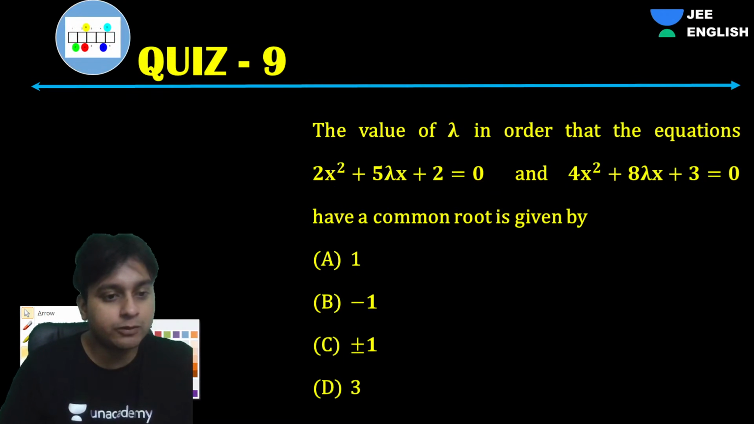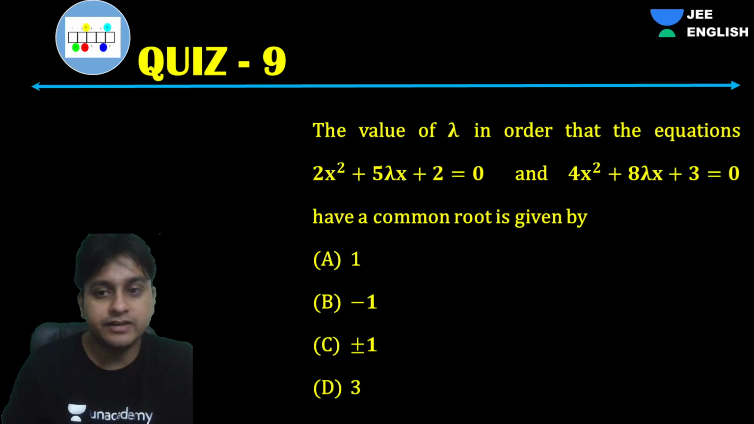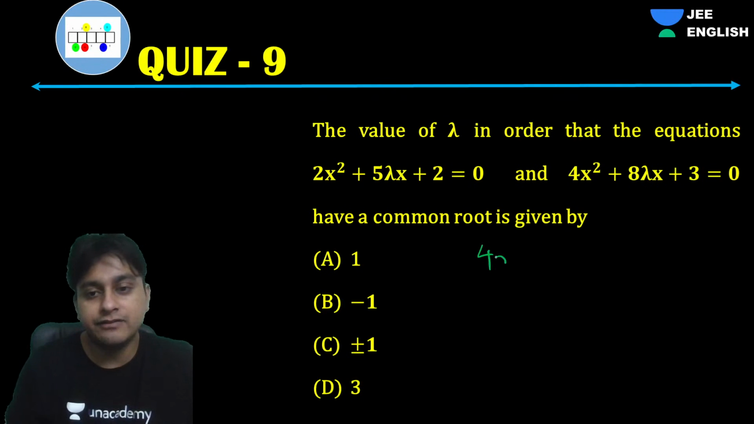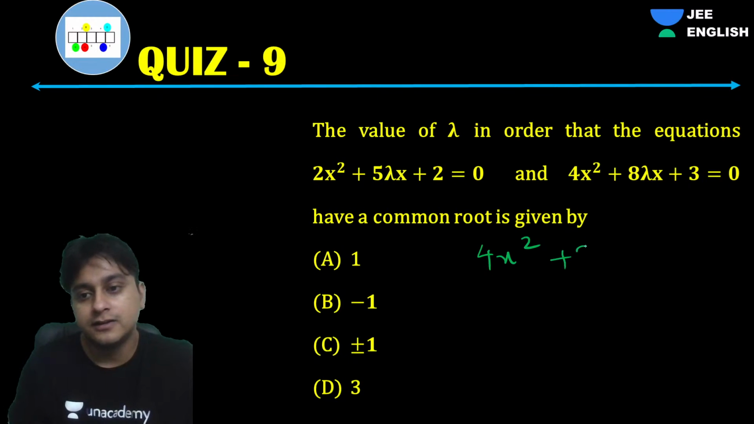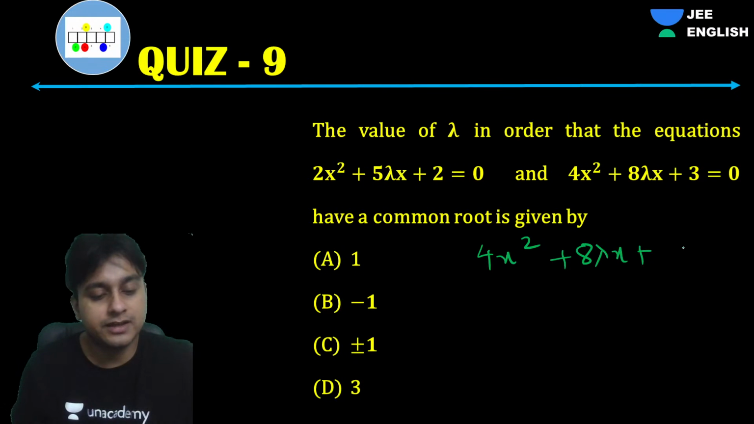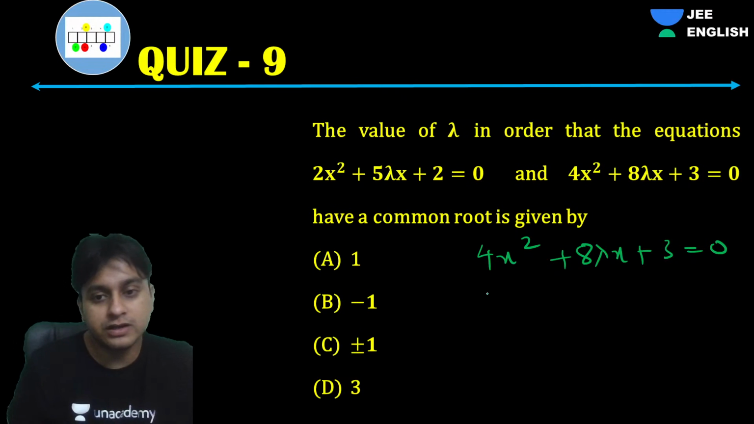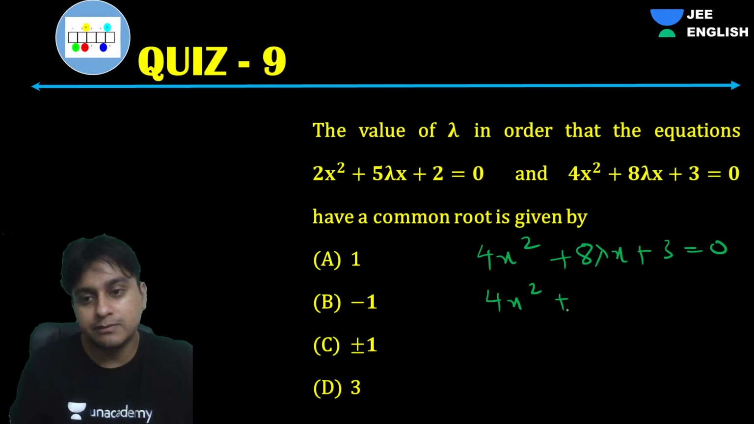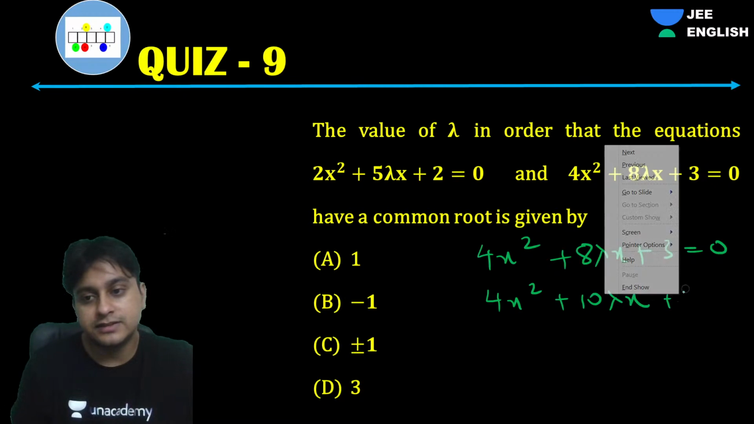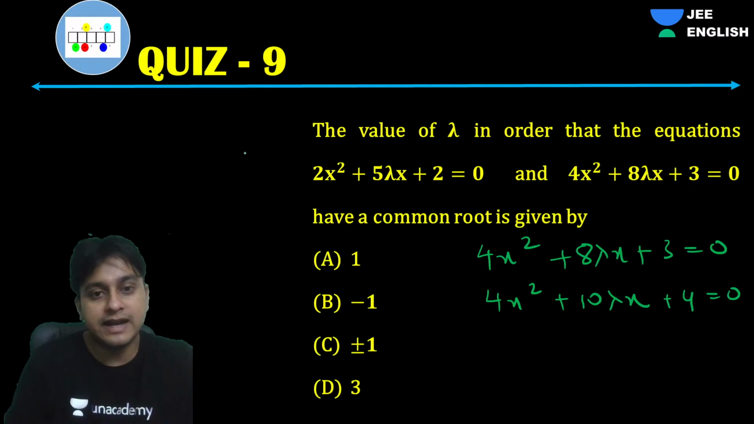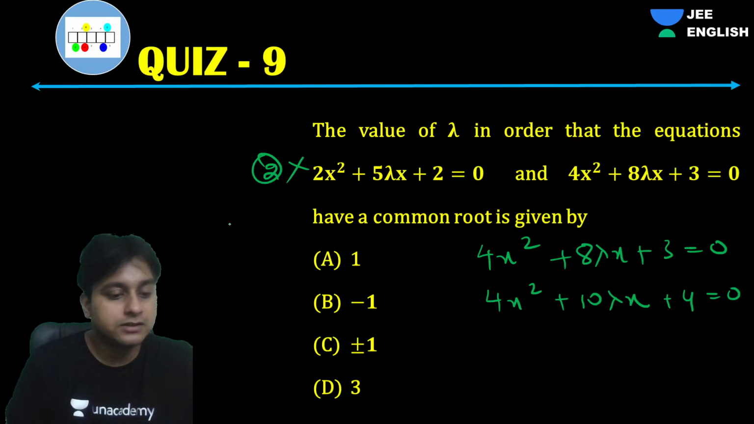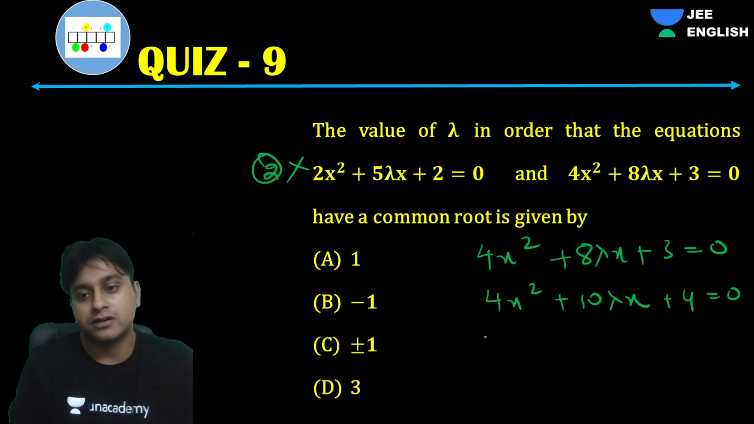So what is the trick I told you? I told you to get everything in the same form, right? 8 lambda x plus 3. If you multiply this equation throughout by 2, what will you get? 4x square plus 10 lambda x plus 6. I multiplied this equation by 2 so that these two are in the same order.